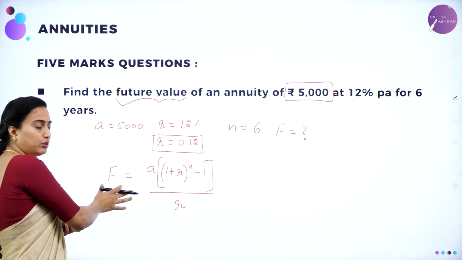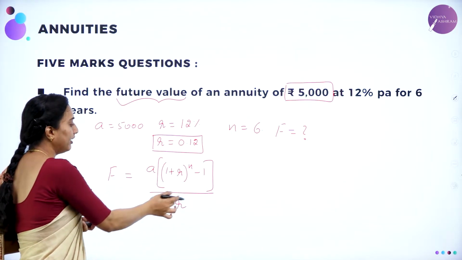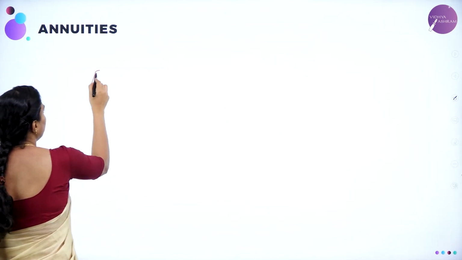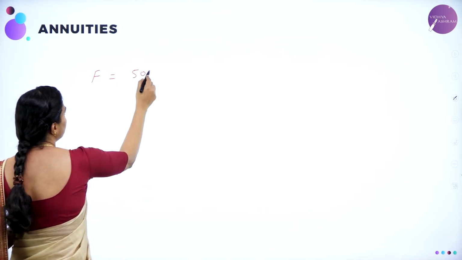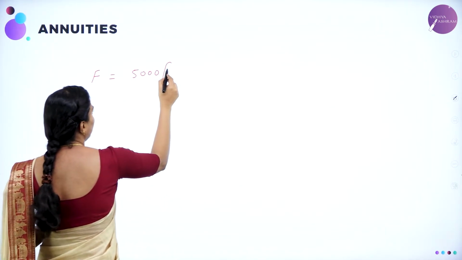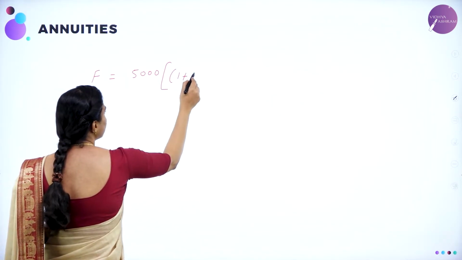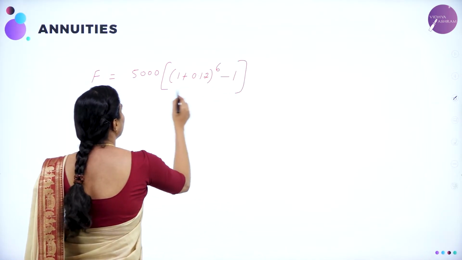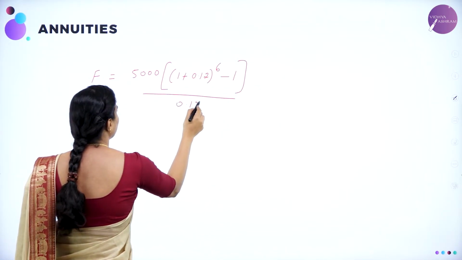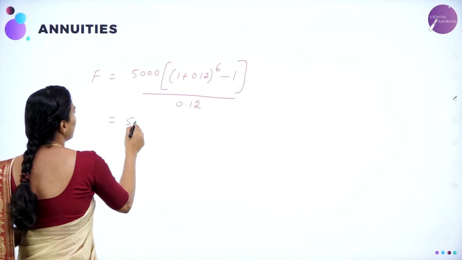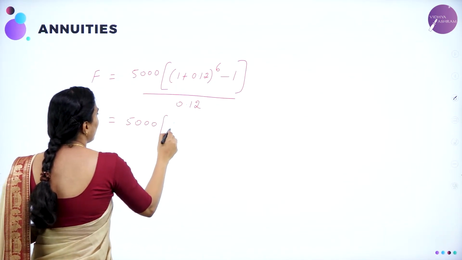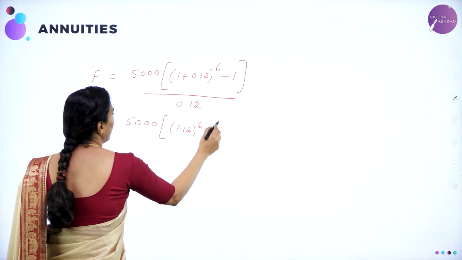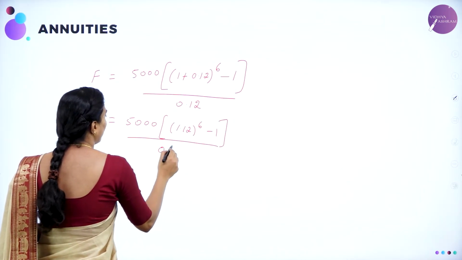After substituting the values of A, R, N, we get the future value as F is equal to A, which is 5000, into (1 plus R, which is 0.12) whole to the power of N, which is 6, minus 1, divided by 0.12. Now F is equal to 5000 into (1 plus 0.12, which is 1.12) whole to the power of 6 minus 1, divided by 0.12.